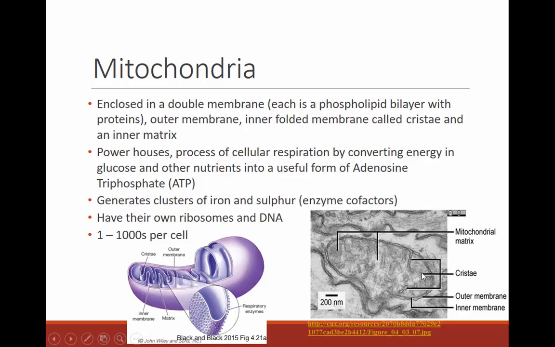And this is what you would see in an electron micrograph as well. So you've got the cristae, you've got the outer membrane and an inner membrane as well. And these have their own ribosomes and DNA, and there's 1 to thousands per cell. So why would you have thousands? If a cell is really metabolically active, then you need to have those mitochondria to provide that energy.